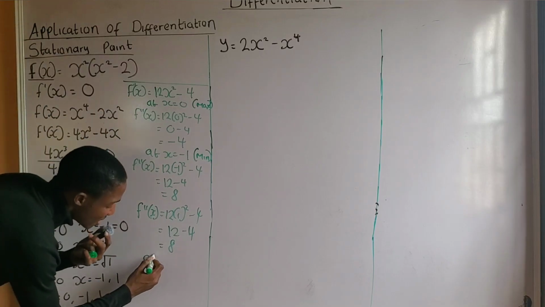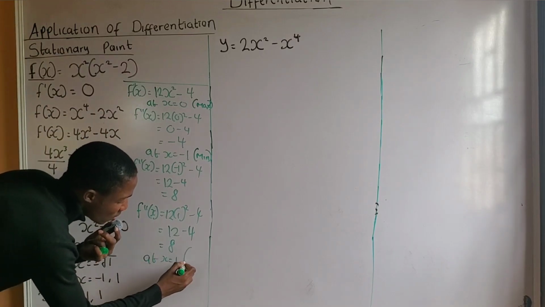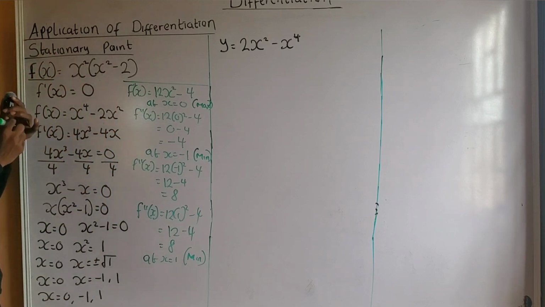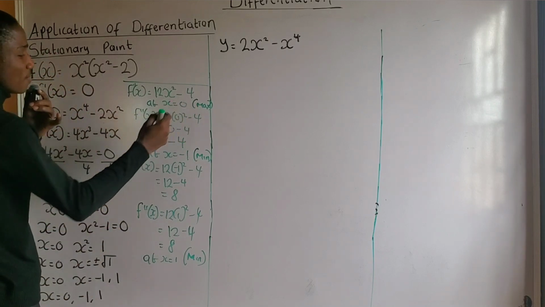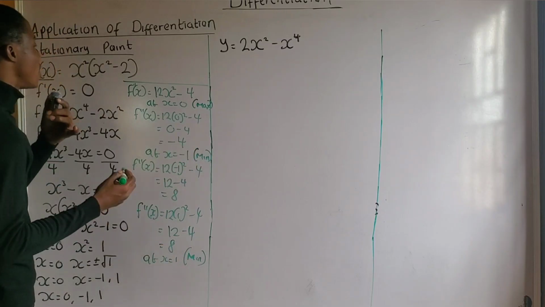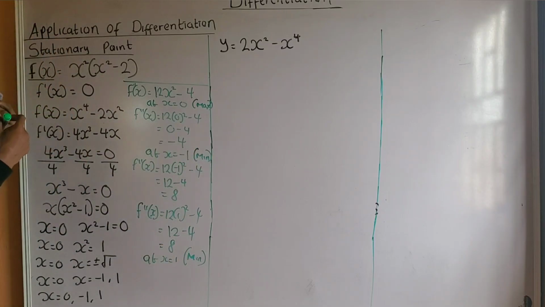So at x equals 1, it is also what? Minimum. Do you understand? So at x equals 0, it is maximum. At x equals negative 1, minimum. At x equals 1, minimum. Now, you can get the corresponding value. You understand?